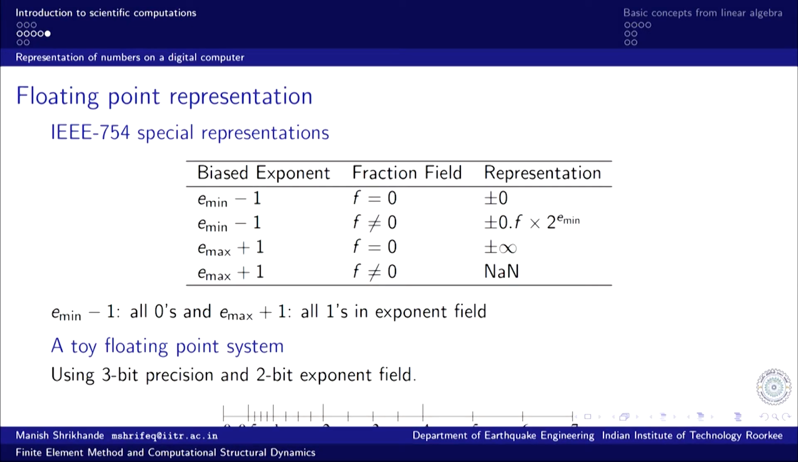So, from 2 raised to the power 0, that is 1, to 2 raised to the power 1, we have 3 numbers in between, and then from 2 raised to the power 1, so that is 2, to 2 raised to the power 2, that is 4, we again have 3 numbers. So, that is what the problem is. We always have a fixed set of numbers that are available between two integer powers of 2.